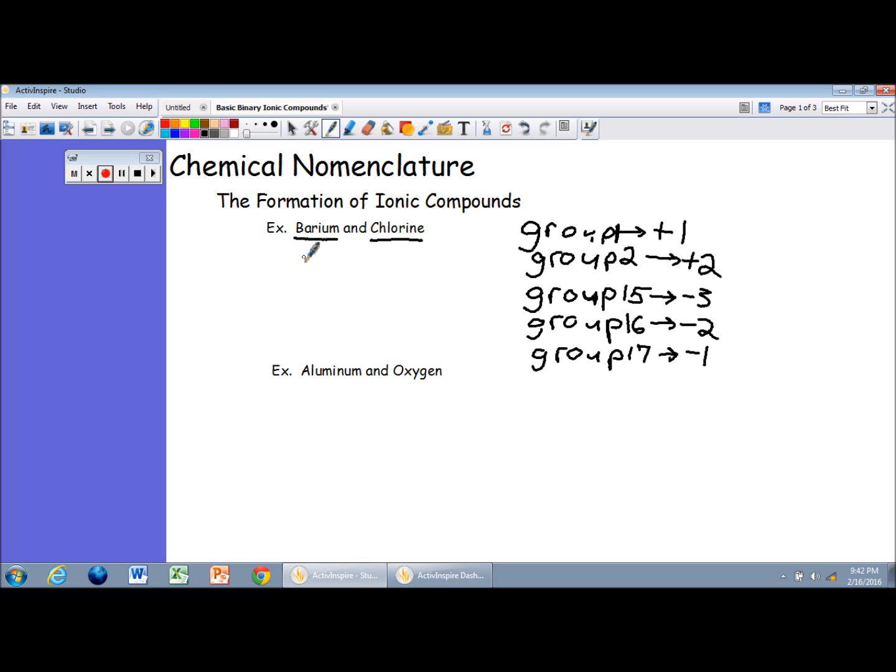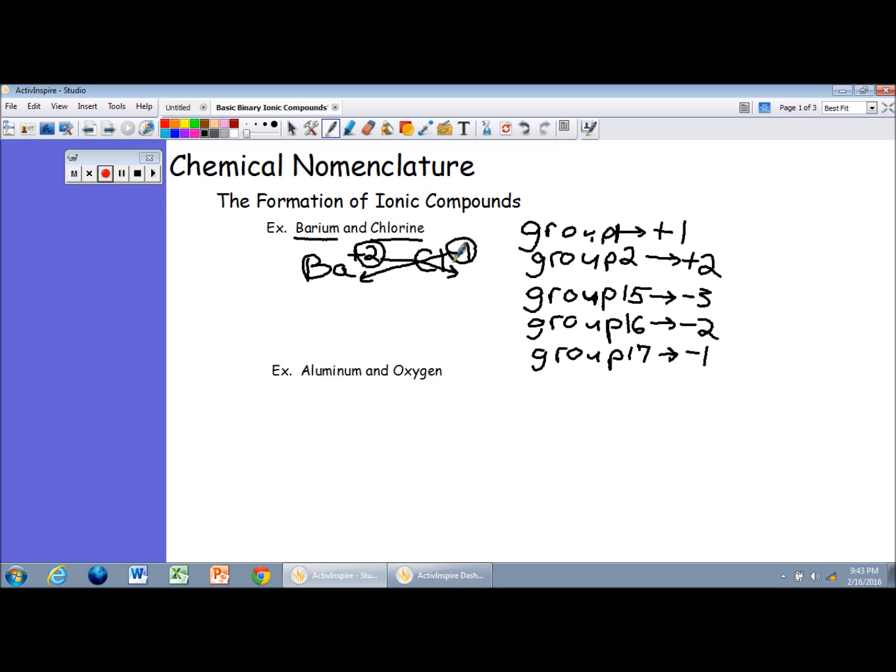So barium, symbol for barium is Ba. Barium is found in group 2, which means it's going to have a +2 charge. Chlorine, on the other hand, being a nonmetal, is going to be found in group 17, so therefore it gets a -1 charge. So as you can see, I've written down the symbols and their charges. Now, in order to figure out the formula, you're going to take these charges and do what's known as the crisscross rule, which basically means you're going to take the charges and switch them. So barium, having a +2 charge, switches to the chlorine, and the chlorine's -1 will switch to the barium.